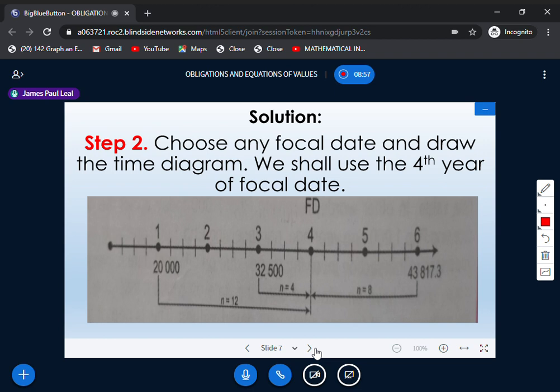Number two, you can now draw a time diagram. This will be something like a cash flow. Once you draw a time diagram, you can choose any focal date that you want. So I want you to listen carefully. You can use any focal date in the given time diagram. For instance, for this example number one, I use the fourth year as my focal date. So how do I come up with the fourth year?